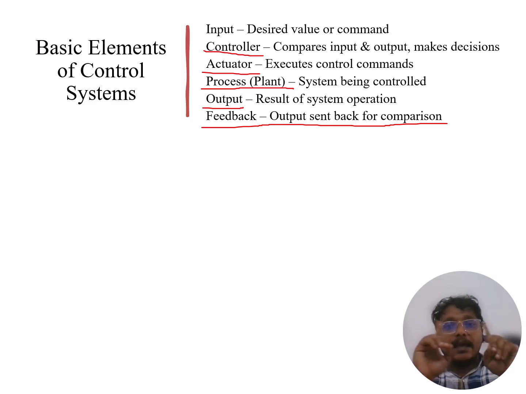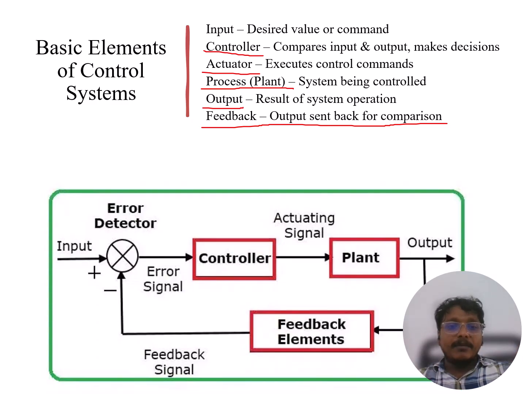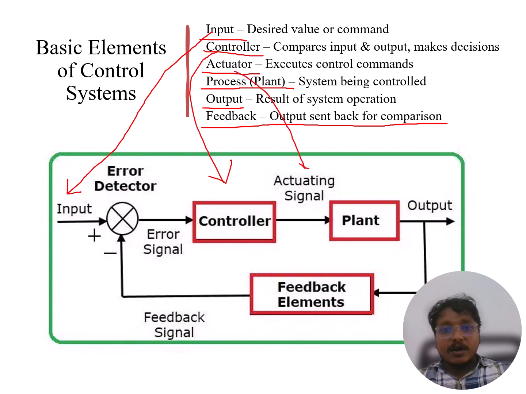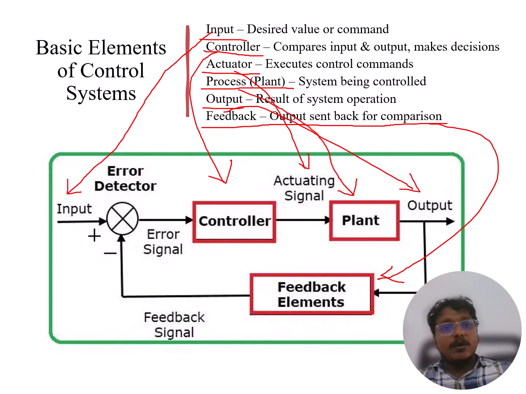If you see this entire thing from the perspective of a block diagram, then how will it be? See, with the input, that input will be reflected here. Okay, and after that the controller is reflected here. And also the actuator, here the actuating signal is controlled. And after that the process, so the process or plant will be here, and the output, and this output will be controlled with respect to the feedback. So this is how the entire control system and its elements will be.